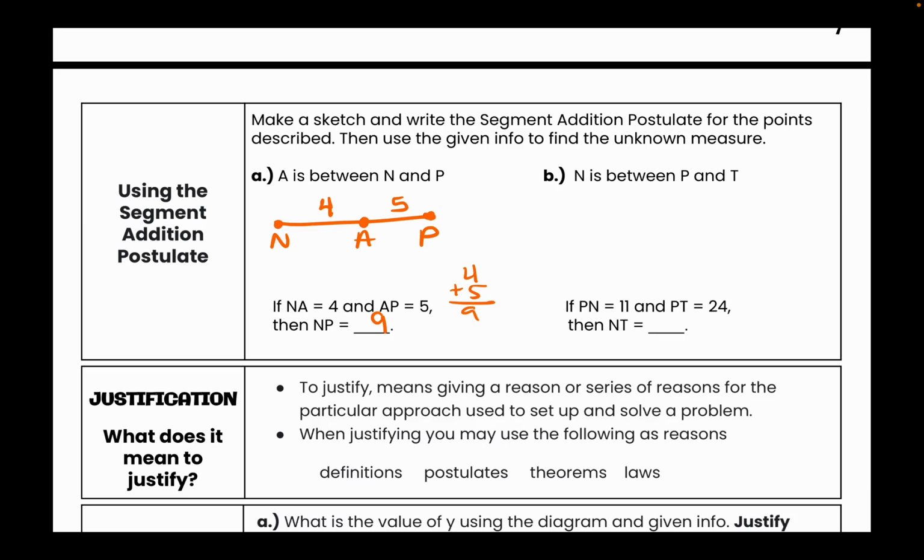N is between P and T. So here's our picture. P and T, and N is between it. So PN is 11, and PT is 24. Then we want to find NT. So 24 minus 11 gives us 13, so NT is 13.